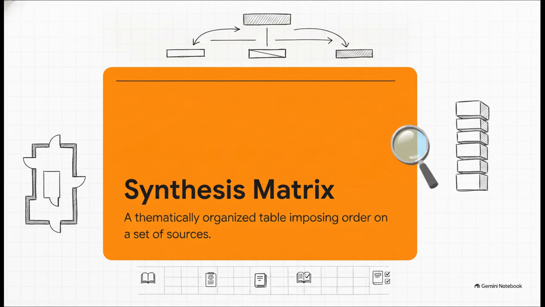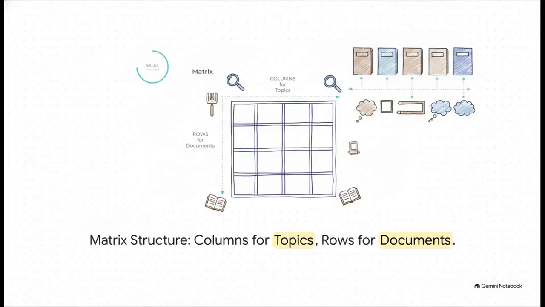Drawing on foundational literature mapping techniques like those from Arksey and O'Malley, a synthesis matrix is a thematically organized table used to impose order on a messy set of sources. Think of it as your primary drafting board. It lets you visually map out exactly where authors agree, where they fiercely disagree, or where they seamlessly build upon each other's work. The basic structure is wonderfully simple.